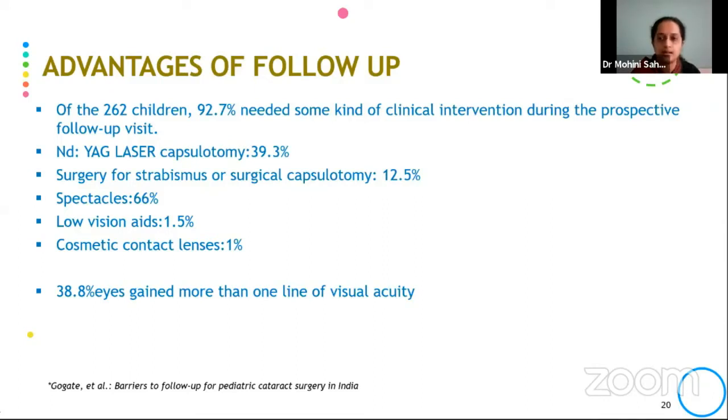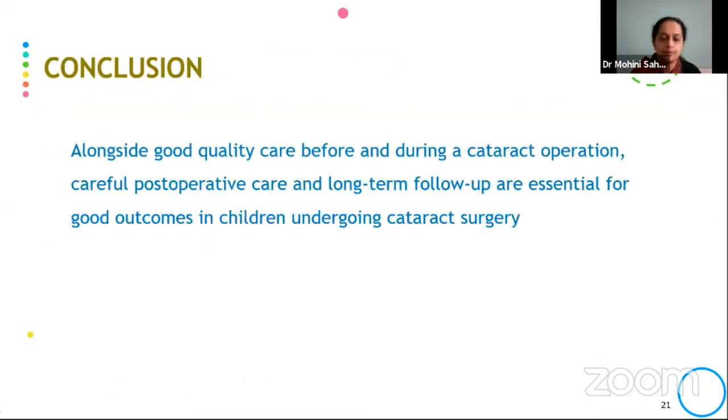So, to conclude, alongside good quality care before and during cataract operation, careful post-operative care and long-term follow-up are essential for a good outcome in children undergoing cataract surgery.